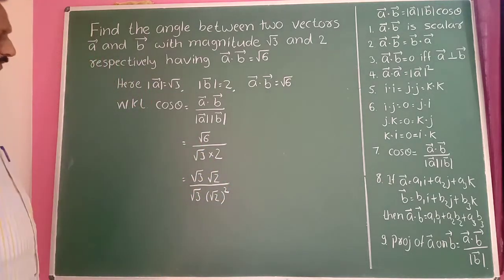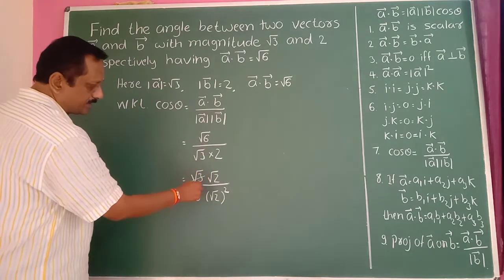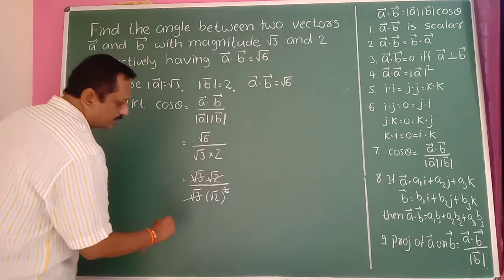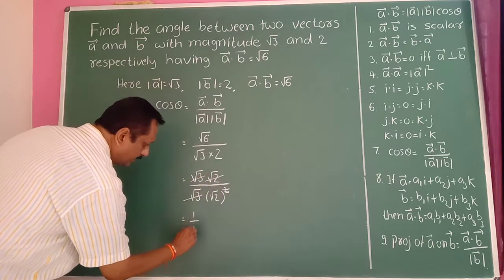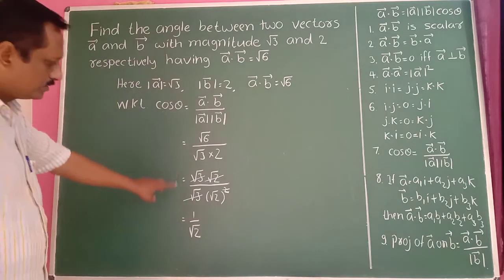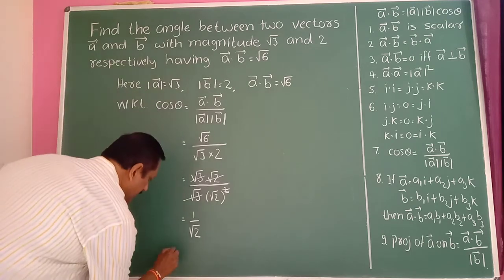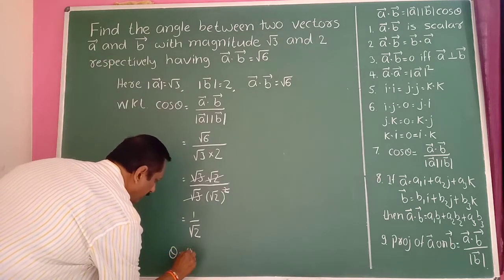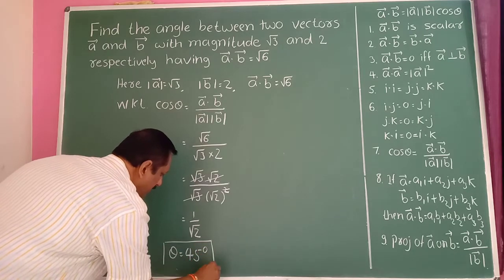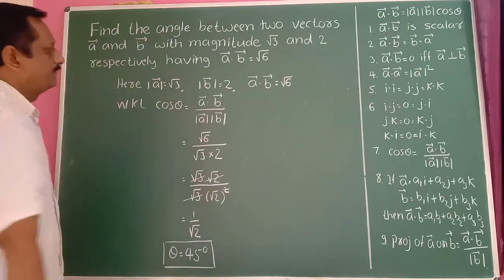The root 3 cancels, and one root 2 cancels, remaining 1 divided by root 2. So cos theta is equal to 1 by root 2, so theta is equal to 45 degrees. Therefore, the angle between the two vectors is 45 degrees.